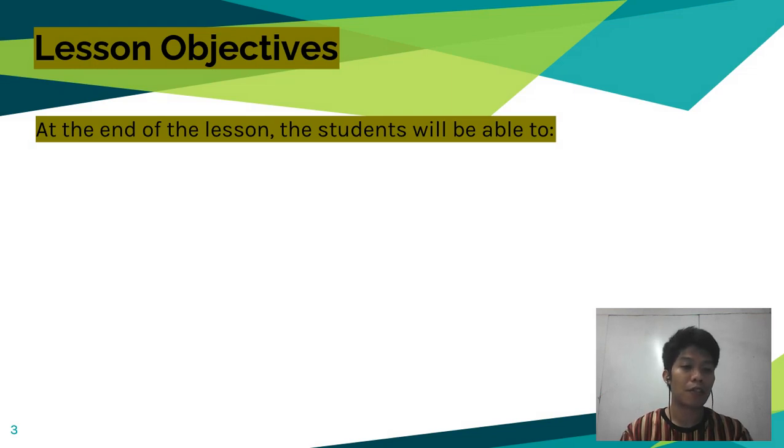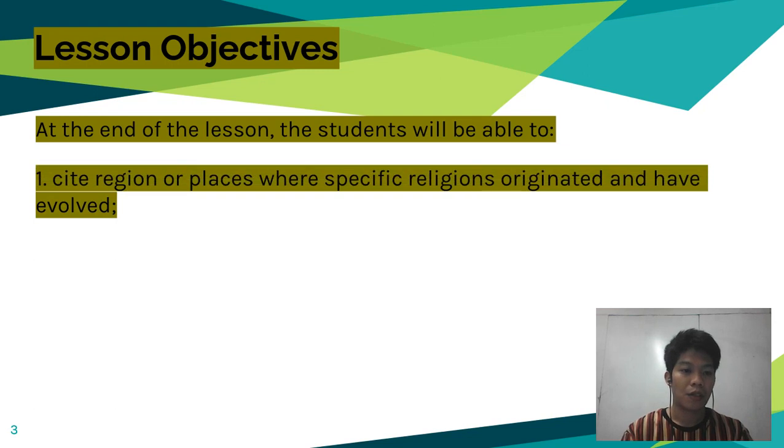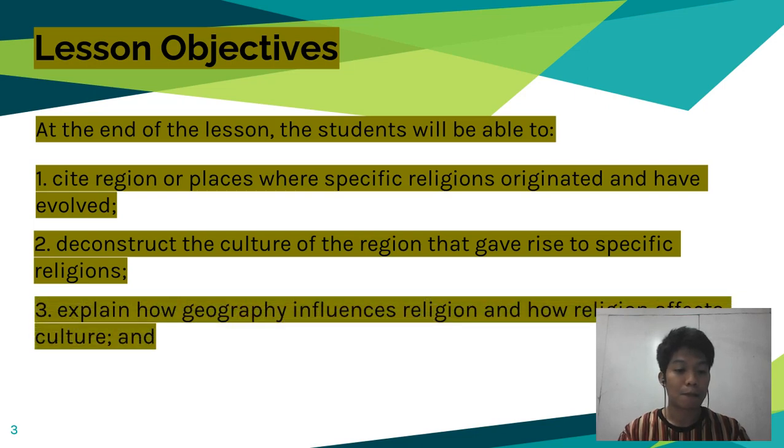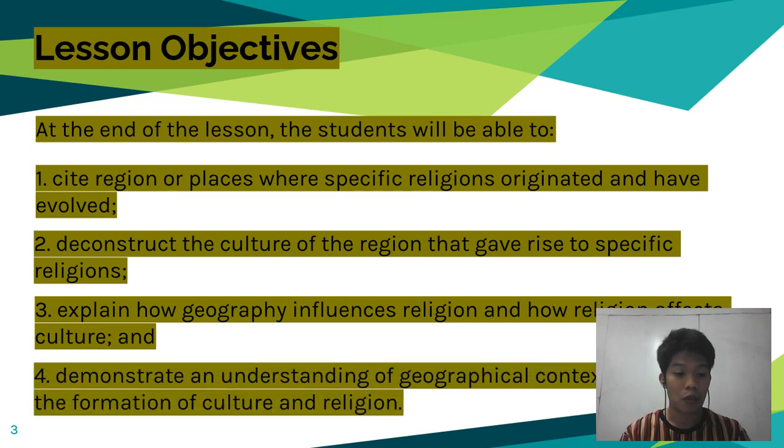Lesson objectives. At the end of the lesson, the students will be able to cite regions or places where specific religions originated and have evolved, deconstruct the culture of the region that gave rise to specific religions, explain how geography influences religion and how religion affects culture, and demonstrate an understanding of geographical contexts that affect the formation of culture and religion.